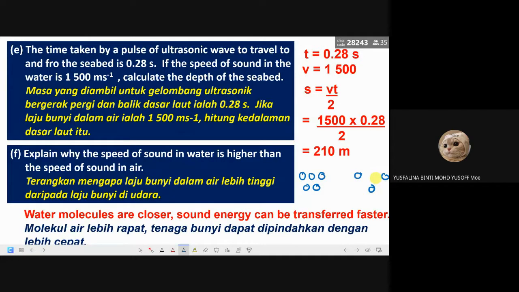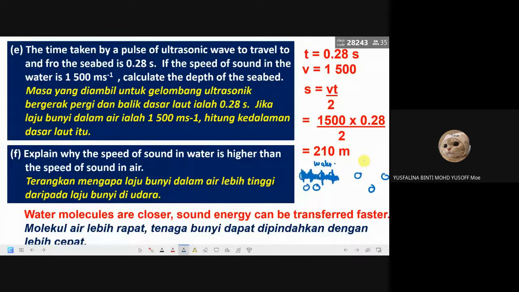When I talk now, I'm giving energy, so the air molecules around me will vibrate. In water, when a molecule vibrates, it hits the next molecule. While it vibrates and hits another molecule, it transfers the sound energy, so this molecule also will vibrate. Then it vibrates and hits another molecule, transfers the sound energy, and then that one vibrates. So this is in water.